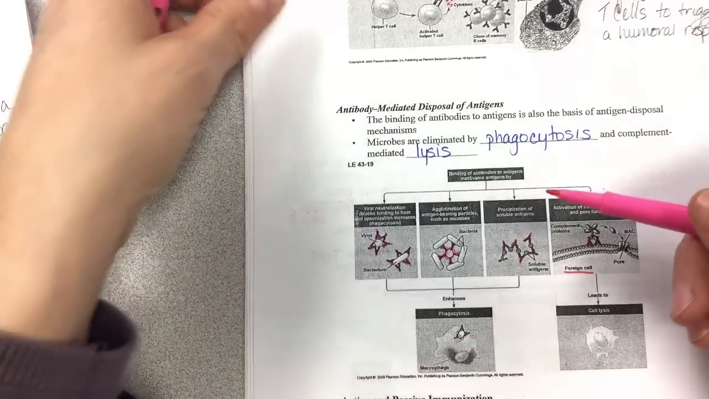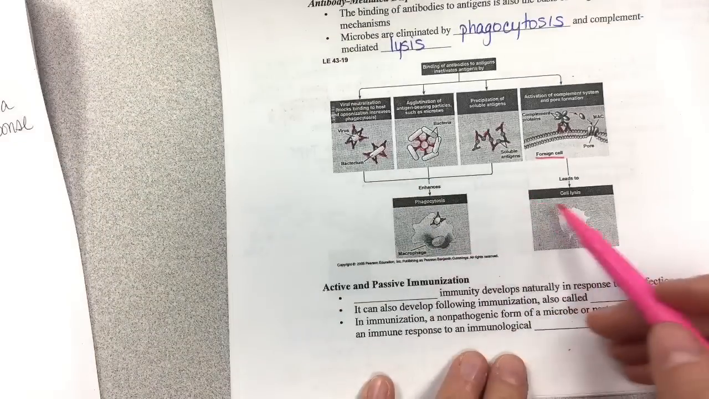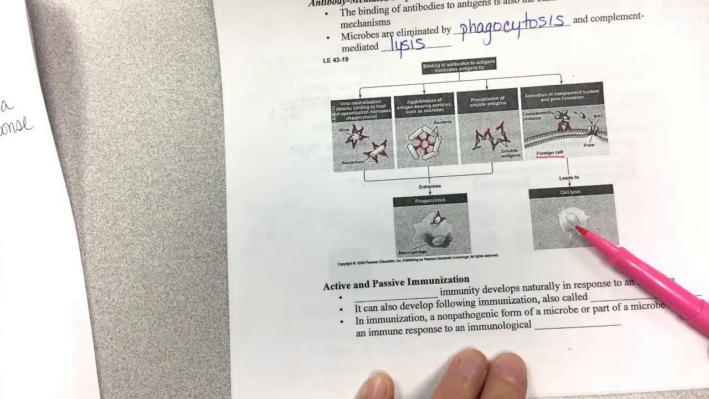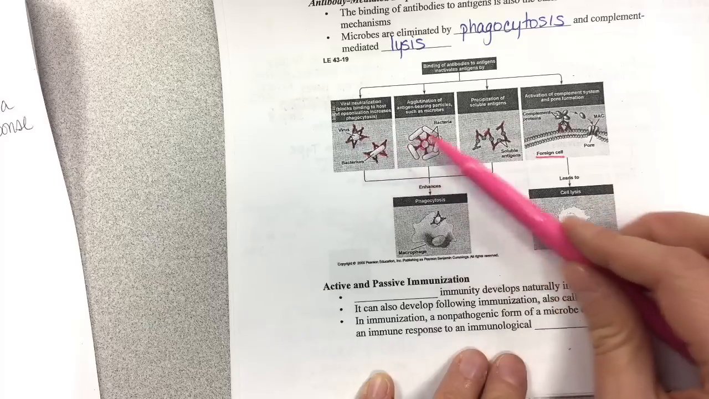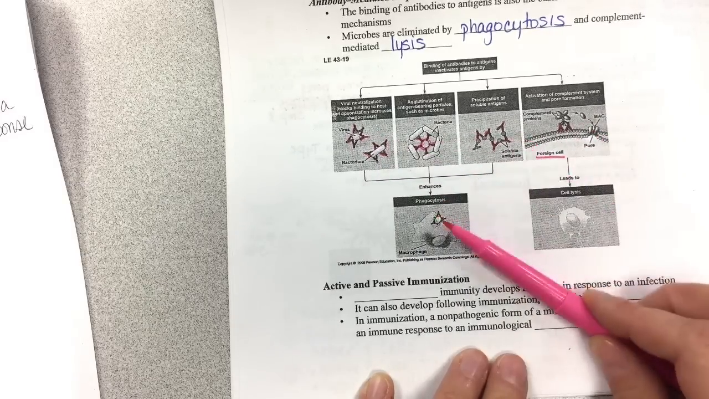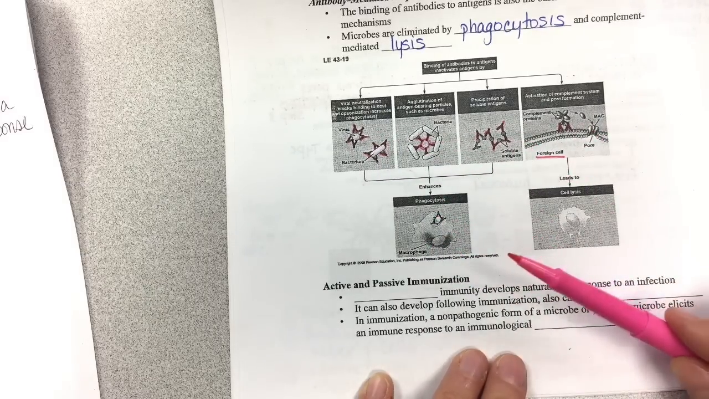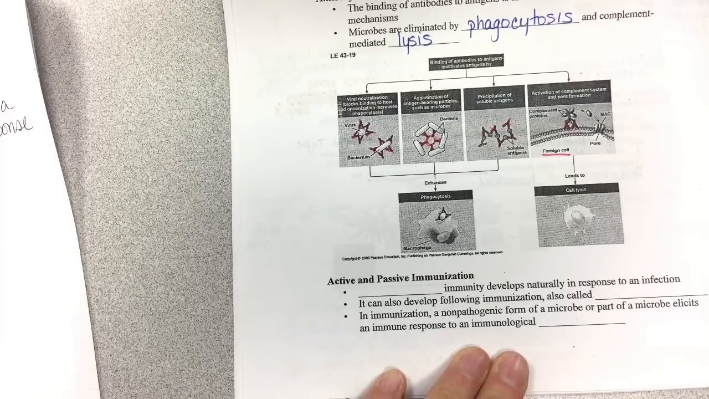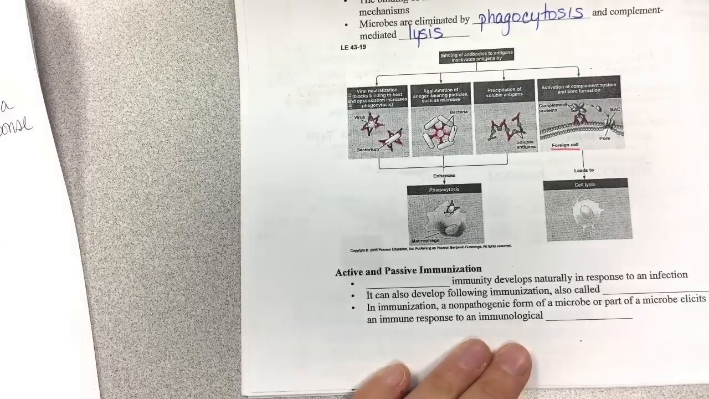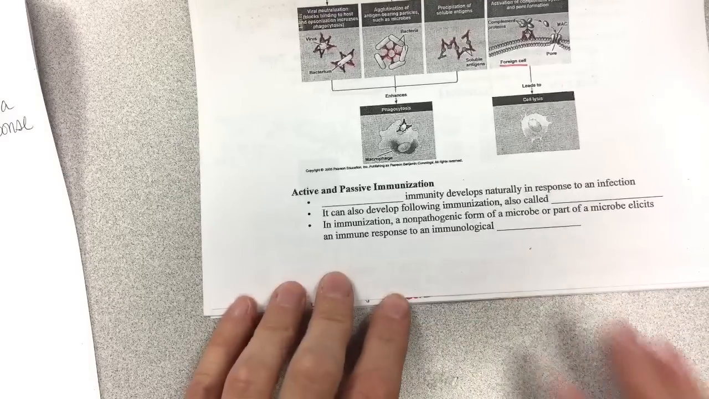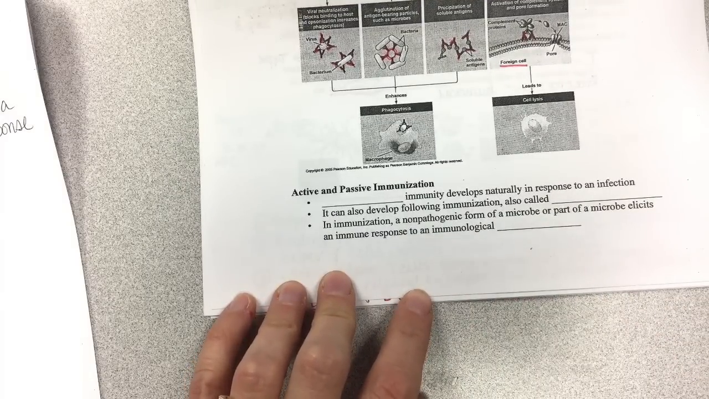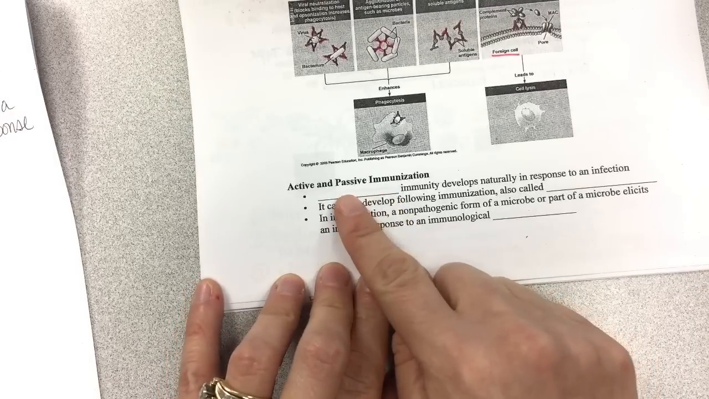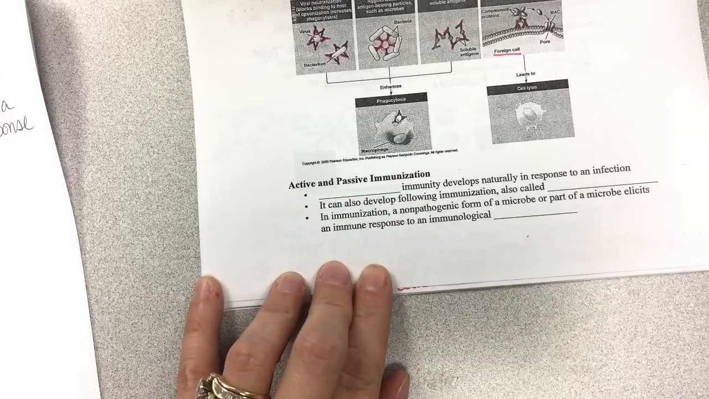So most of the foreign cells are either destroyed ultimately by phagocytosis or this lysis process, and the antibodies aid in those 2 processes happening, hence the essential role of antibodies in fighting an infection. So we had talked a little bit about immunity and vaccinations, and so that's what we're going to talk about here in this next little part, active and passive immunization.